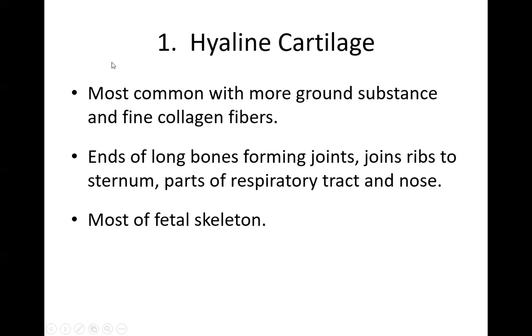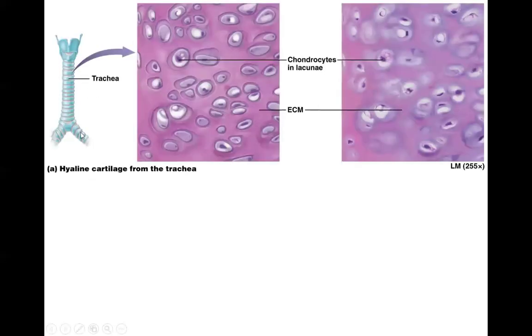Hyaline cartilage is the most common, with more ground substance and fine collagen fibers. It is found at the ends of long bones forming the joints, the ribs to the sternum, parts of the respiratory tract, and the nose. And it is in most of the fetal skeleton. That is the hyaline cartilage. You have the trachea, and you have the hyaline cartilage from the trachea.